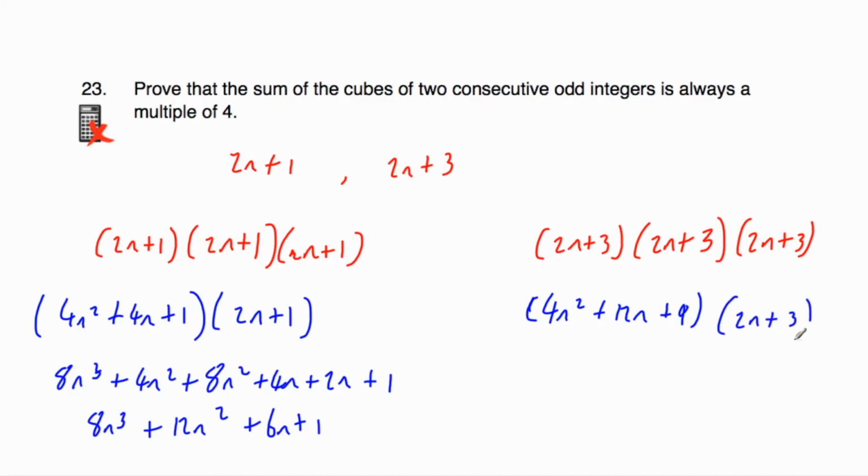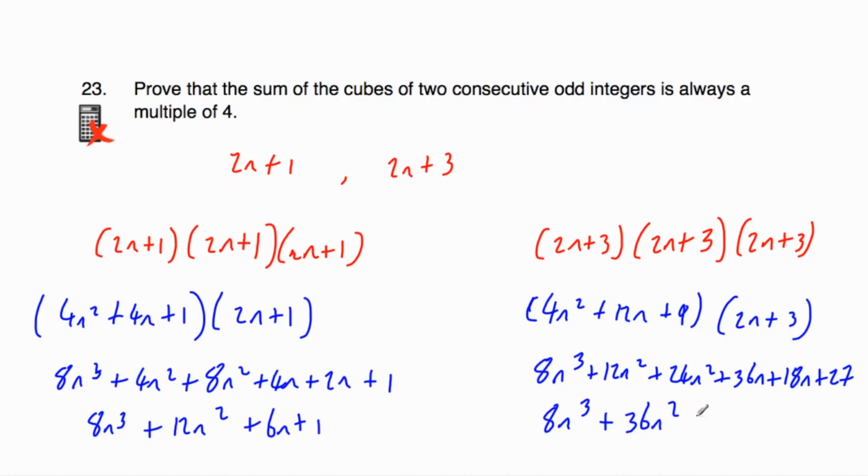That's what we get when we expand the first pair of brackets, and we still need to multiply that by 2n plus 3. So let's multiply both the 2n and the 3 by our 4n squared, our 12n, and our 9, and see what we get. 4n squared times 2n is 8n cubed. 4n squared times 3 is plus 12n squared. 12n times 2n will be equal to 24n squared, and 12n times 3 will be plus 36n, and 9 times 2n will be plus 18n, and 9 times 3 will be plus 27. And when we simplify this, we get 8n cubed plus 36n squared plus 54n plus 27.